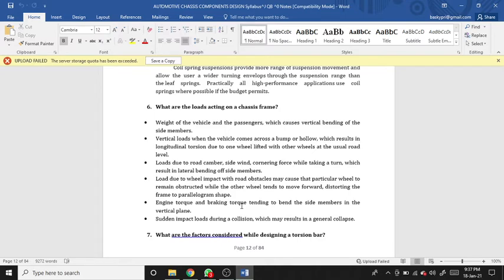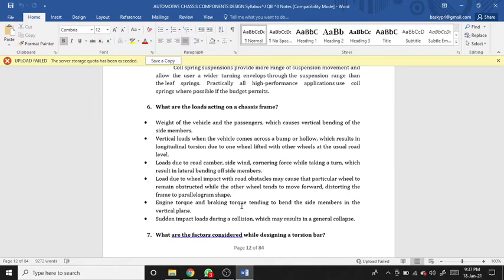Then sudden impact load due to a collision may result in a general collapse. Not only collision, but other factors also, such as natural disaster, sudden impact or any accident. These will all affect the chassis frame.